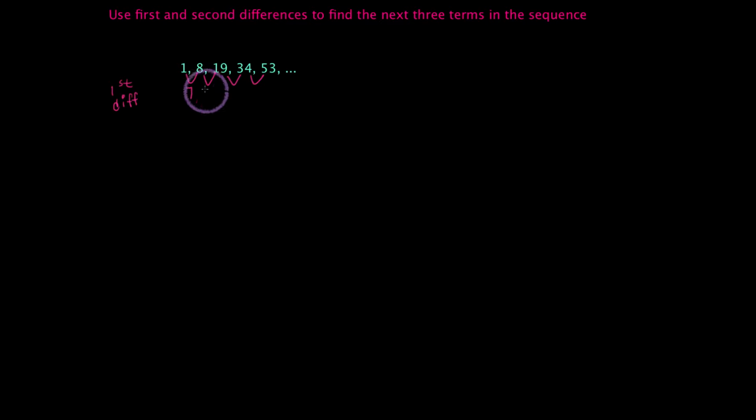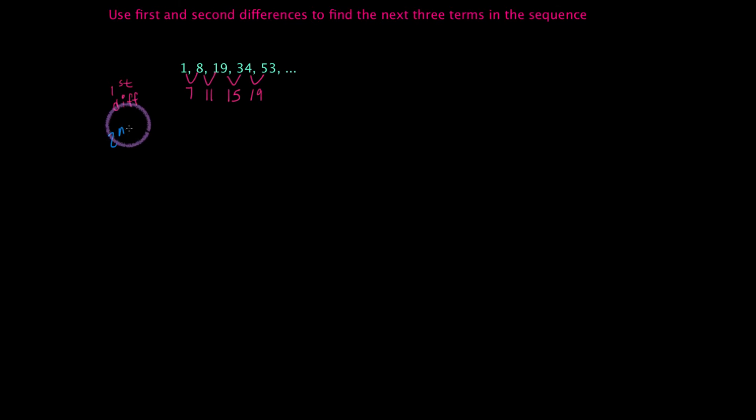Okay, so 19 minus 8 is going to give me 11. 34 minus 19 will give me 15. And then 53 minus 34 will give a 19 here. So if I'm looking for a pattern within the first difference, I really don't see anything right now. So I'm going to do exactly what this statement's telling me to do above, and build it out to the second difference.